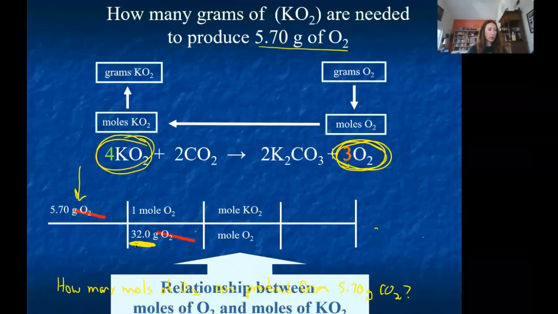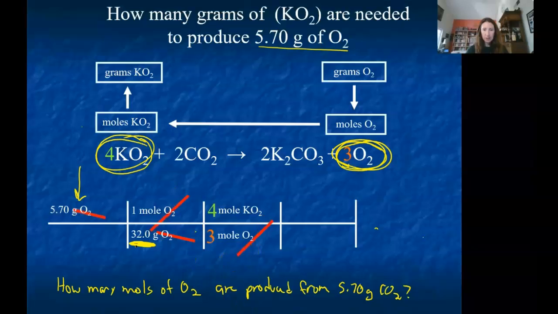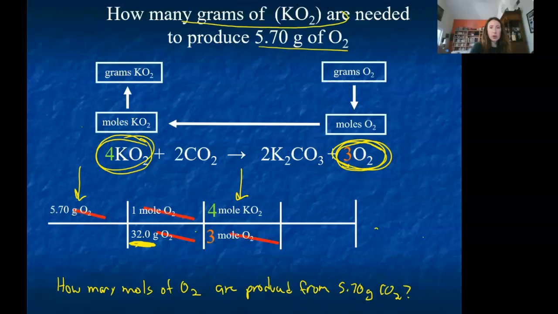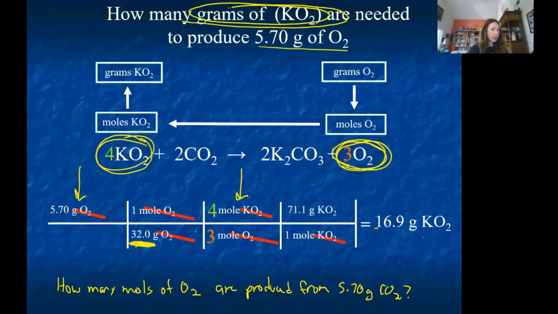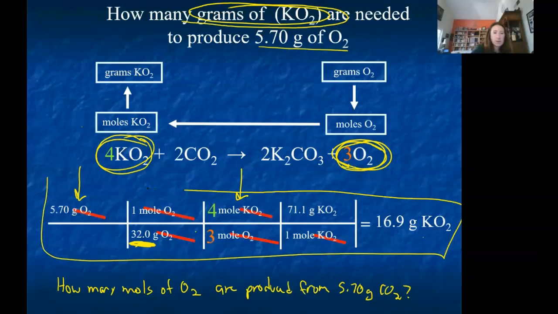Now we can do the mole-mole ratio, right? And this again is coming from our balanced chemical equation. We're not stopping at moles because they asked for grams of KO2. So we're going to go to grams of KO2, using the periodic table again. And we get 16.9 grams. Okay, are there any questions on this one, first of all? Anything?